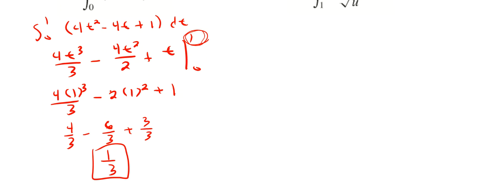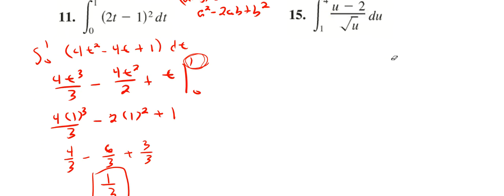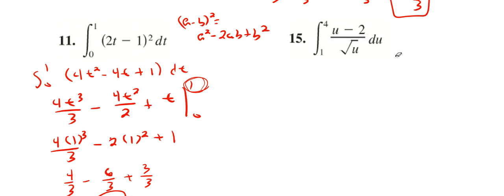All right, let's take some time and look at one more problem. Okay, we have here the antiderivative of (u - 2) all over the square root of u du being evaluated from 1 to 4, being evaluated on the closed interval from 1 to 4. So let's rewrite this here.